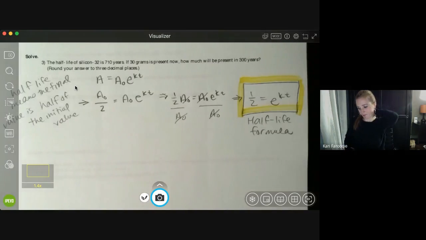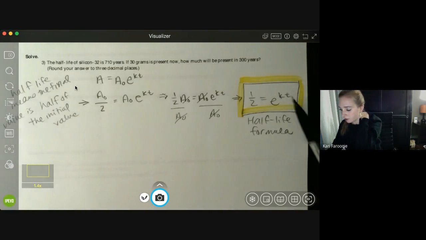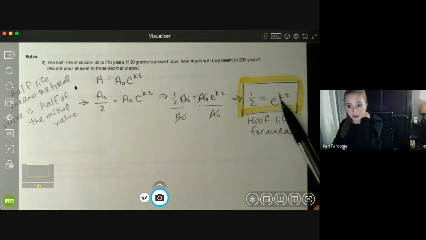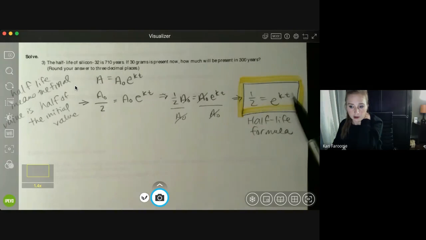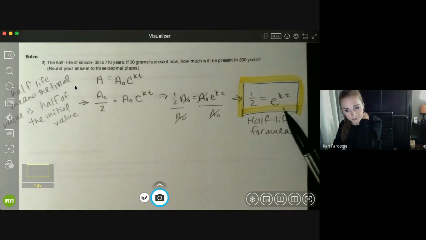Okay. So we have 1/2 equals e to the kt because we know we're talking about half-life. We know that the half-life is 710 years. Now, looking at your formula, we have a t that we need to replace, and we also have a k. However, I didn't give you any information about the rate of decay. All I told you was that the half-life is 710 years. Then I gave you information about a value then and a value now.